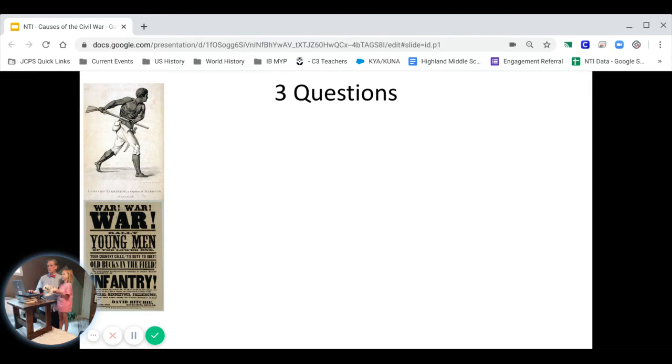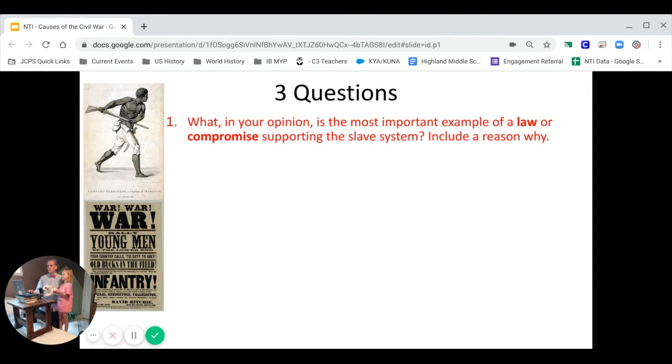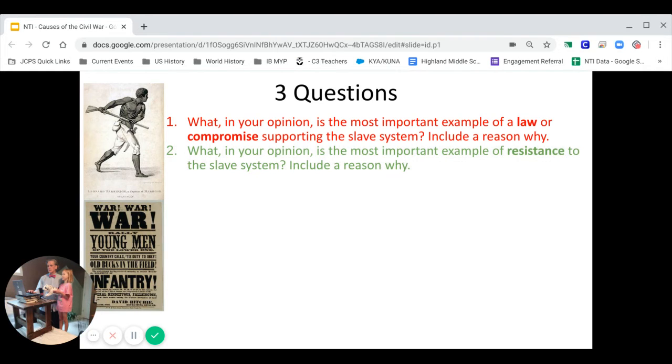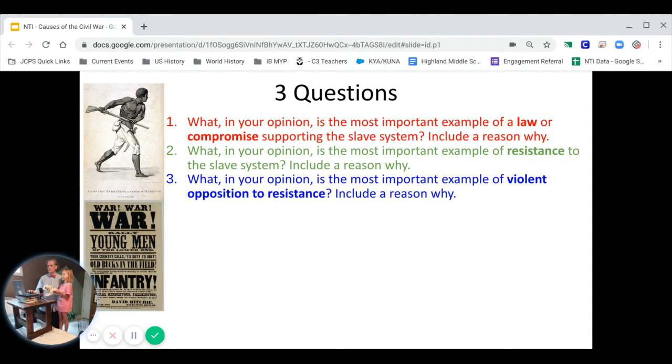So, your 3 questions. What, in your opinion, is the most important example of a law or compromise supporting the slave system? And please include a reason why. What, in your opinion, is the most important example of resistance to the slave system? Also include a reason why. And what, in your opinion, is the most important example of violent opposition to resistance?